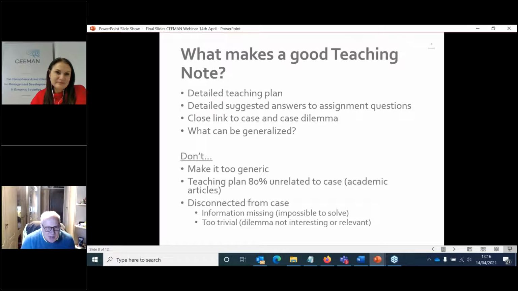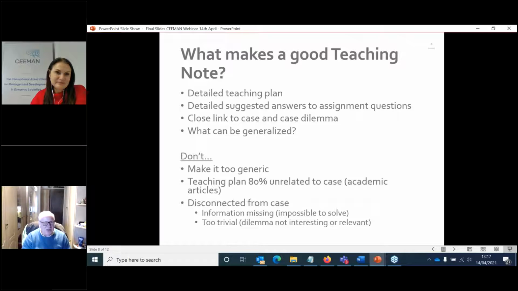Very typically, the answers are too generic. So I just read the page. It was a 20-page case, and the question was, what should the company do next? And the answer was, they need to do more market research. Okay, I don't need to read a 20-page case to come to the conclusion and recommendation that the company should do more market research. I could answer that immediately.